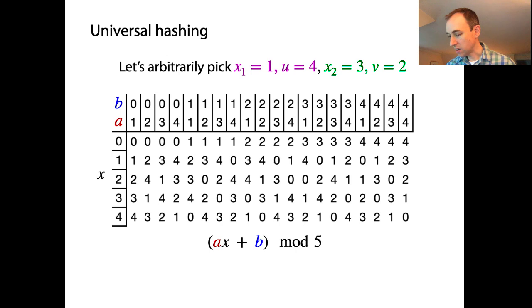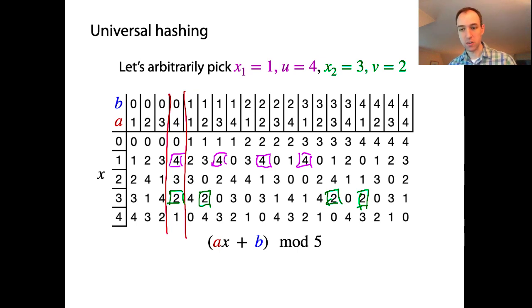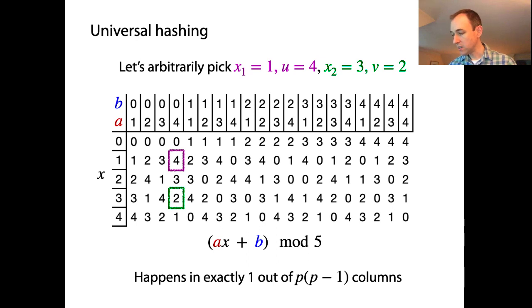So let's see. Okay, I see a 4 here. See a 4 here. See a 4 here. Okay, that's it. Then I'm looking for 2s in this row. 2, 2, 2, 2. And there's only one column in which they coincide. This column right here. There's only one column in which they coincide. That's another way of visualizing what we were just saying. So that combination happens in exactly 1 out of the p times p minus 1 columns.